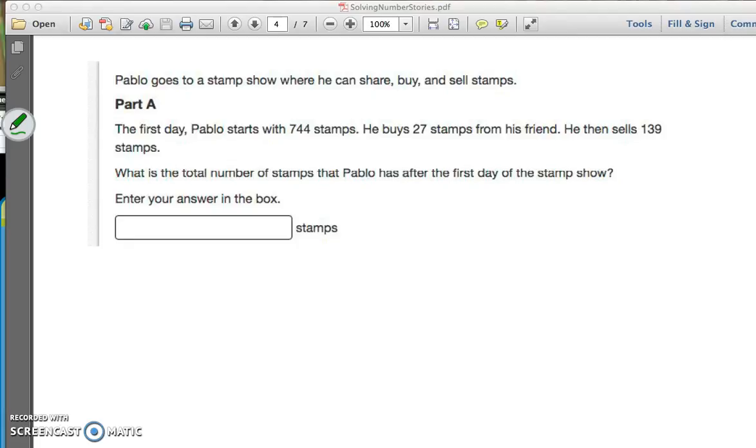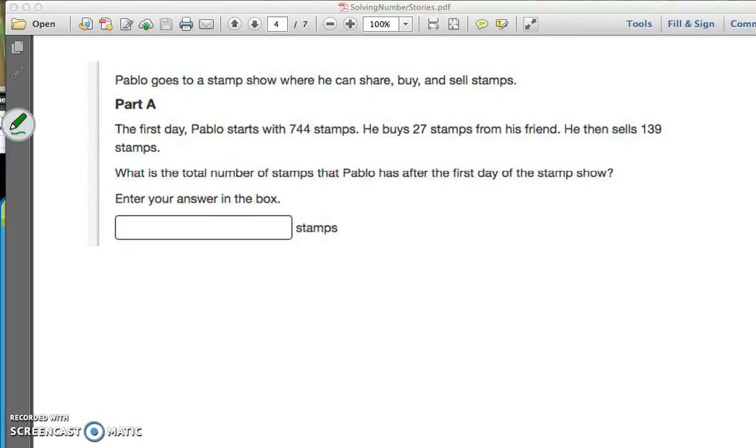Okay. Pablo goes to a stamp show where he can share, buy, and sell stamps. The first day, Pablo starts with 744 stamps. He buys 27 stamps from his friend. He then sells 139 stamps. What is the total number of stamps that Pablo has after the first day of the stamp show?